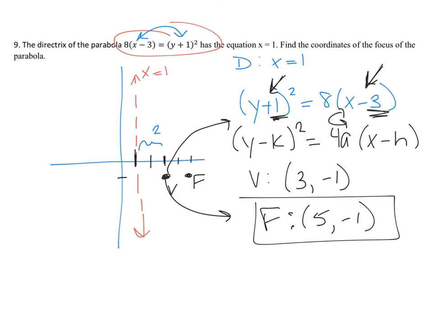But you could also get your a value from the 8 here. The 8 would be equal to 4a, and divide by 4, so a equals 2.